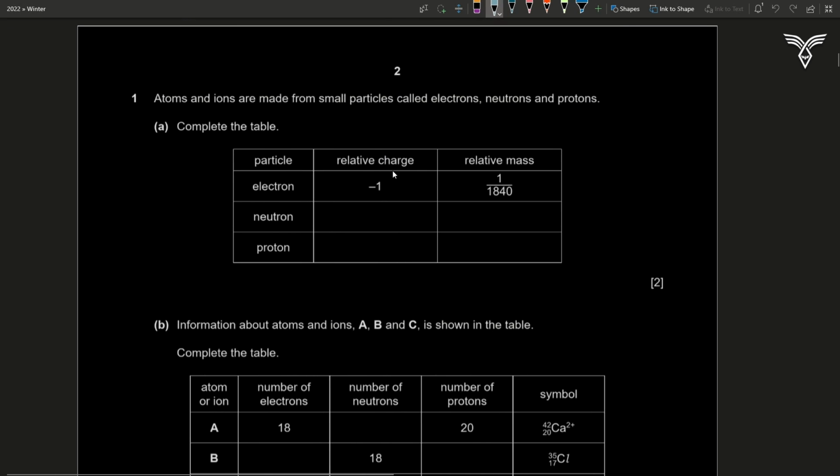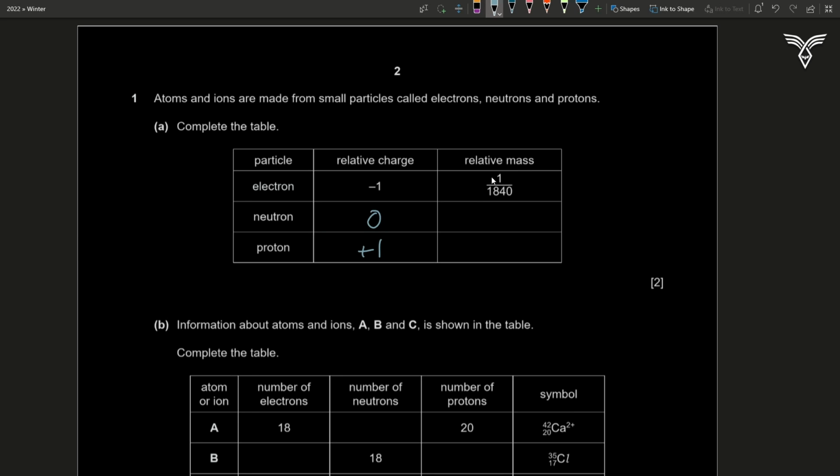Atoms and ions are made from small particles called electrons, neutrons and protons. حلو. Part A. Complete the table. هنا we're gonna look at what each particle has بالنسبة لل relative charge وال relative mass. طيب نبدأ بالشارج. الشارج بتاع الإلكترون طبعا احنا عارفين إن هو -1. النيوترون it's neutral فهيكون 0 والبروتون it's a positive فهتكون positive 1.